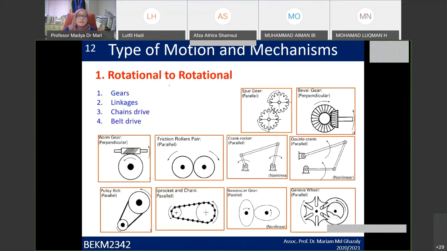So the first one will be from rotary to rotary motion. Okay. So you have a few options here, if you want to apply this rotation. We already have the rotary motion, so why do we need to use a mechanism to convert it back to rotary motion? The reason why is this one.